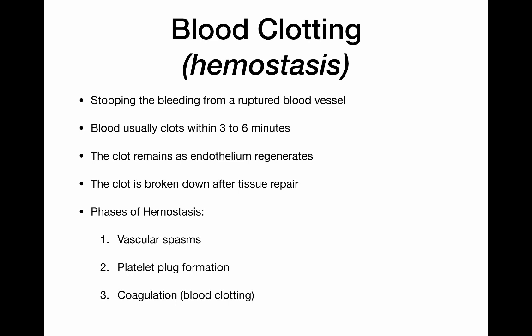There are lots of little steps in the formation of a blood clot, which we're not going to really dive into, but just generally, there are three main phases of blood clot formation. One is the spasm of the vessel that's been damaged. Two is the formation of a platelet plug to kind of plug the hole. And three is the coagulation, the blood clotting, which sort of cements the hole up.